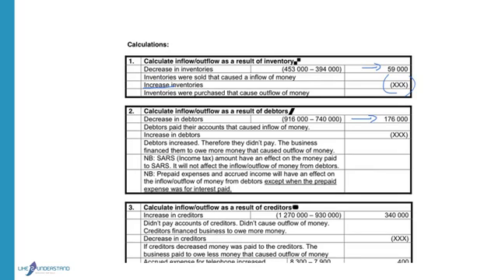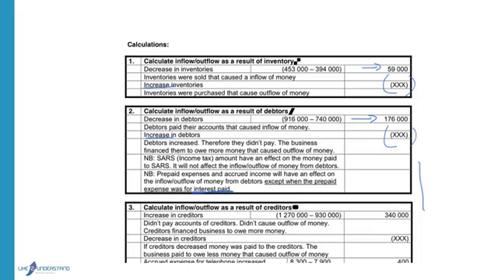If the debtors decreased, there's an inflow of money because they paid. If the debtors increase, it means that they owe more money. So the business financed the debtors to owe more money, then it will be an outflow of money. SARS will not be taken into account with the debtors, and prepaid expenses in connection with interest will not be taken into account because it will be shown separately on the face of the cash flow statement.